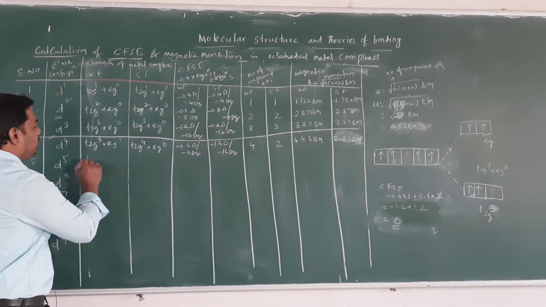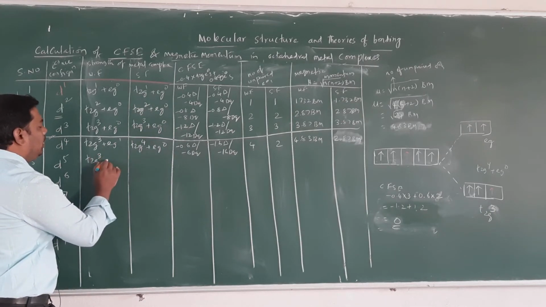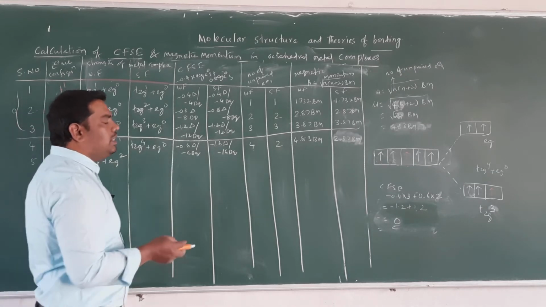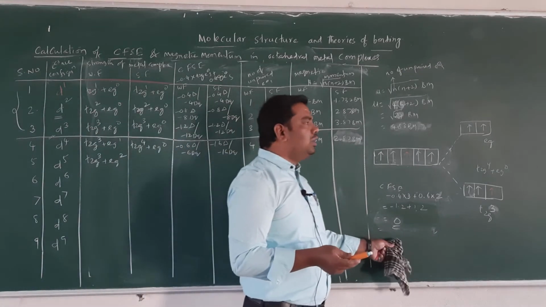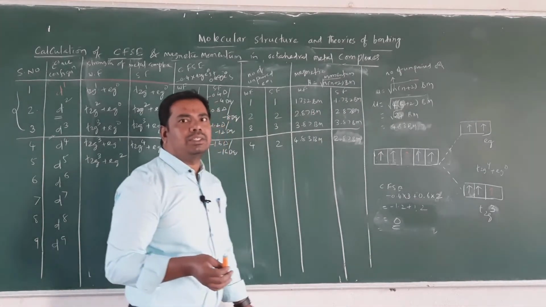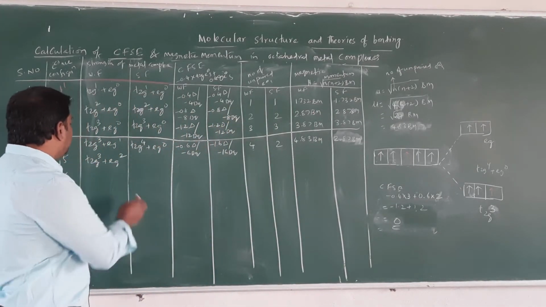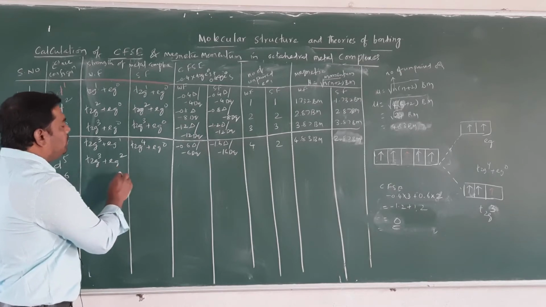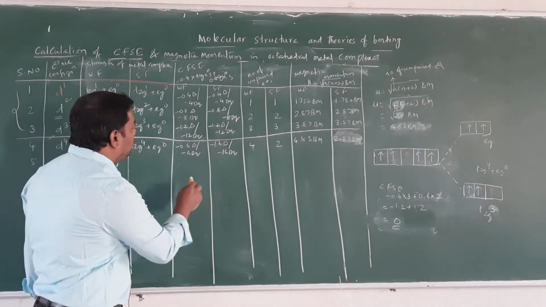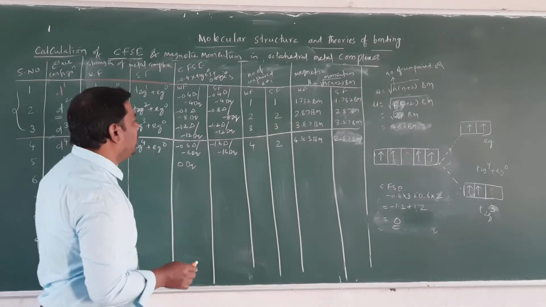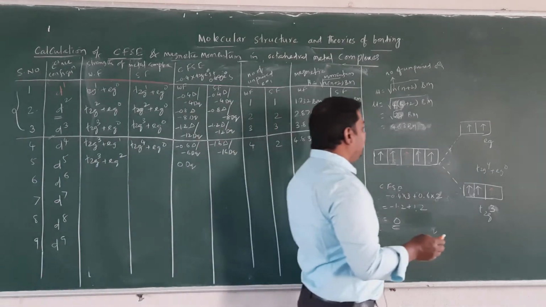Here, the CFSE value is equal to 0 or less. If the CFSE value is equal to 0, it indicates it is an unstable metal complex. Okay, right. So the CFSE value for weak field complex is nothing but 0 Dq. Then we will move to the strong field metal complex.